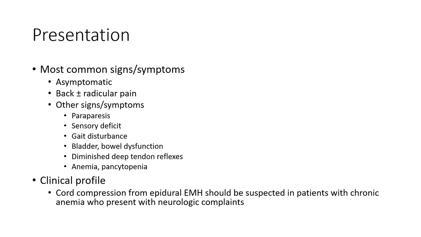The most common sign and symptom is back pain, plus or minus radiculopathy. Other signs and symptoms: paraparesis, sensory deficit, gait disturbance, bladder and bowel dysfunction, diminished deep tendon reflexes, and pancytopenia. Clinical profile: cord compression from epidural EMH should be suspected in patients with chronic anemia who present with neurologic compromise.